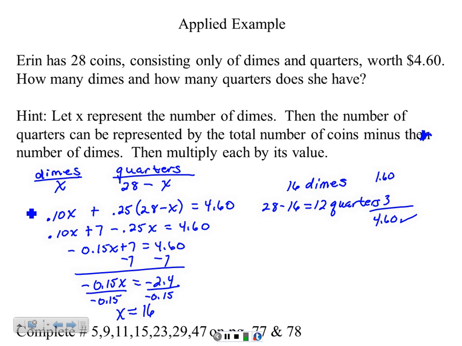Alright, so I would like for you to complete these problems on pages 77 and 78. Again, the answers are in the back of the book, and if you need help, either review the video or look in your book for some more examples, as it is a great resource.